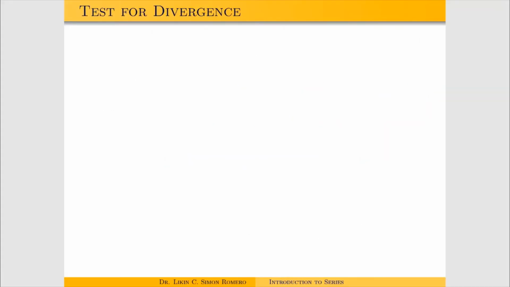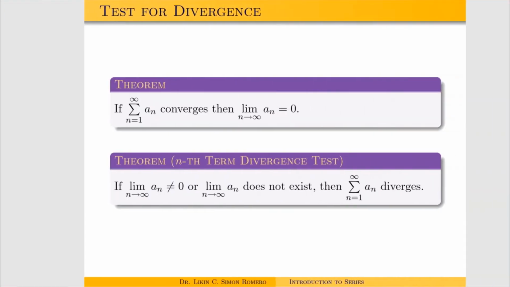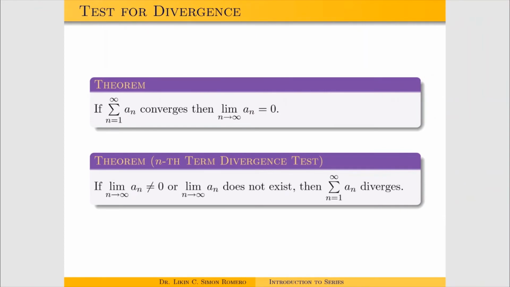All right, so now I want to talk about a couple of properties that we can use when trying to figure out the sum of an infinite series. The first one here is the test for divergence. The test for divergence simply says if the series converges, then the limit of its sequence must approach 0.